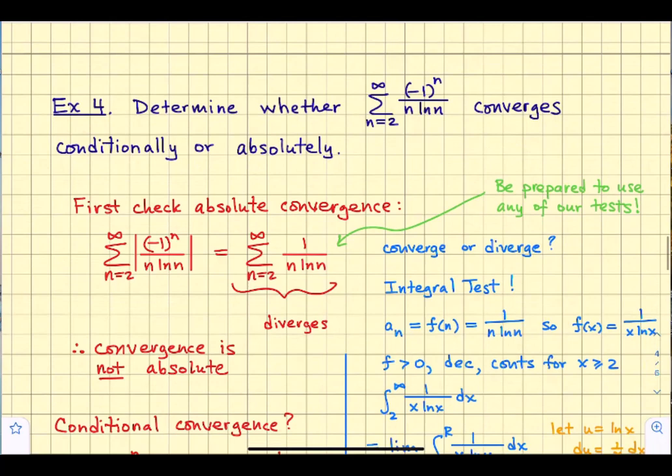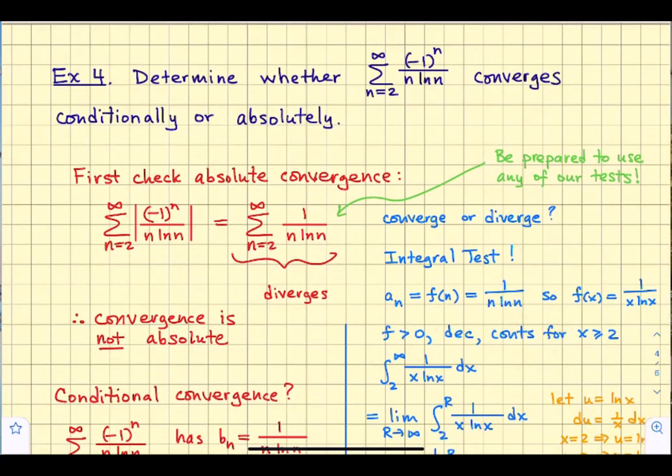Let's look at another example. Let's determine whether the sum from n equals 2 to infinity of (-1)^n over n ln n converges, or conditionally or absolutely. Well, let's first check absolute convergence. You should always check this first, because if you get this, you're done. You have absolute convergence, which implies regular convergence.